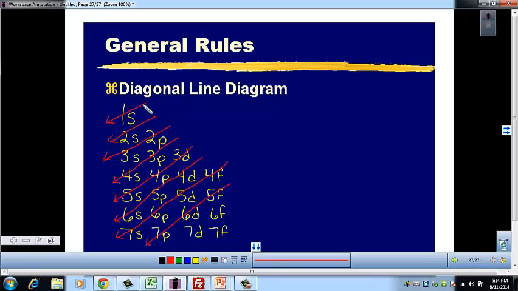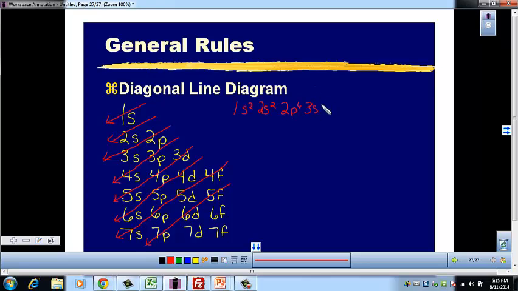So you start here, and so you would fill 1s first. And remember that s subshells hold 2 electrons. And then 2s comes next. And 2s would hold up to 2 electrons. And then 2p and 3s, so 2p, p subshells hold 6 electrons.